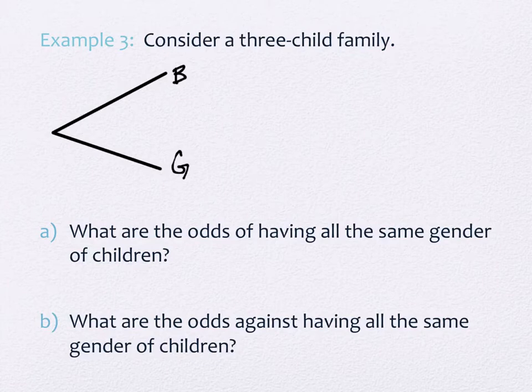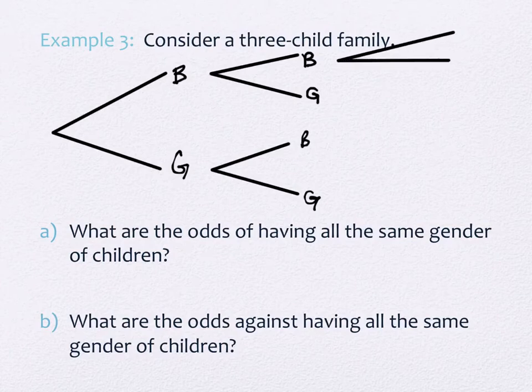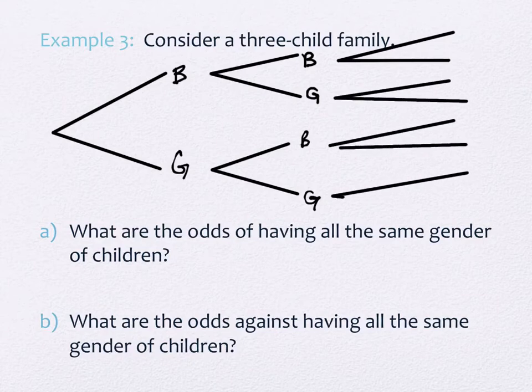All right, boys and girls. Okay, so we have the first child born is a boy or girl. The second child born would be a branch off of each of the boy-girl branches, another boy-girl. And then we have child number 3, so it's a third set of branches off of each of those at the end. And they all say boy, girl.